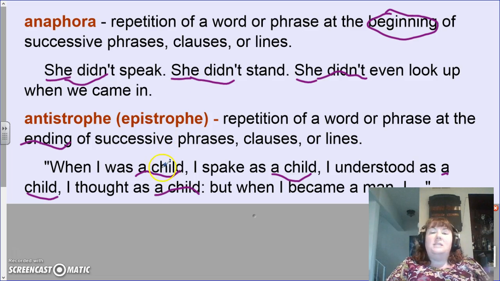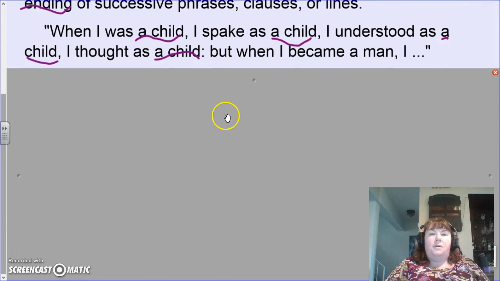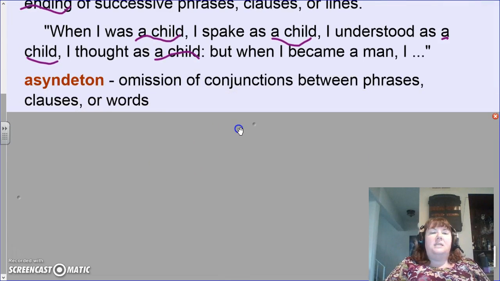Okay, and a sentence can have more than one. So this sentence, even though technically it has an antistrophe, and that's the example I'm using, it also has an anaphora with the I's. Okay, scroll up. Okay, asyndeton. Now this one is in your book.